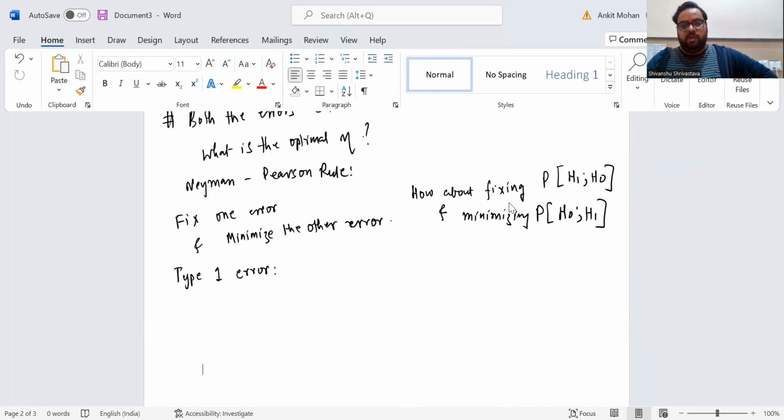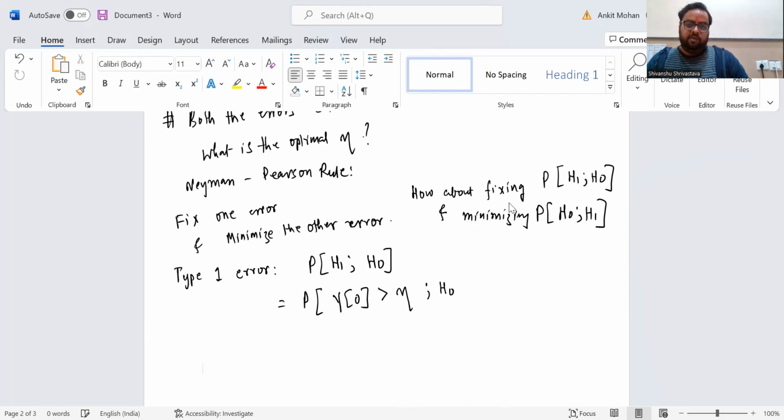This mechanism was basically formulated by Neyman-Pearson. Type 1 error we can see is nothing but our probability of H1 when H0 was transmitted. This way we have written. So this is equal to, suppose we have only one sample here, the probability that Y0 has a value greater than eta, where we know that H0 was transmitted.